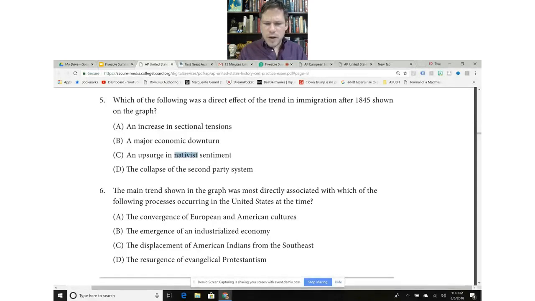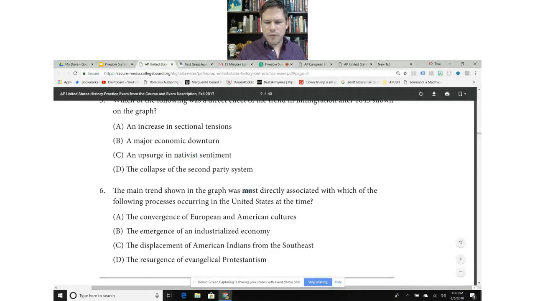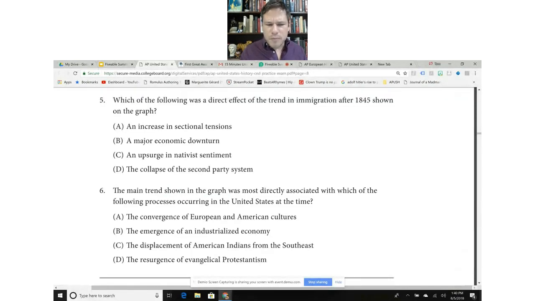The main trend shown in the graph is most directly associated. Now, again, most directly associated, okay? And then again, shown in the graph, the main trend of antebellum immigration is associated with which of the following processes occurring in the United States at the time. Okay, so which one is most directly associated? Now, the convergence of European and American cultures. Okay, well, we see something to do with that. That's of course happening now.